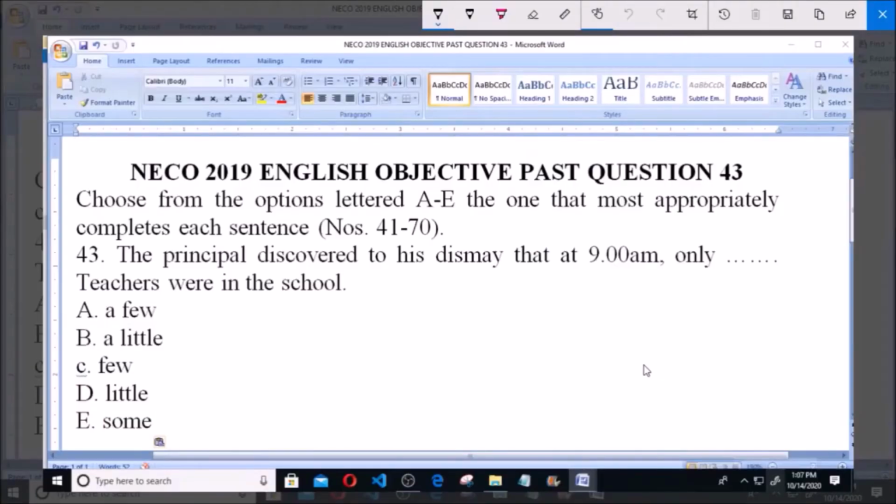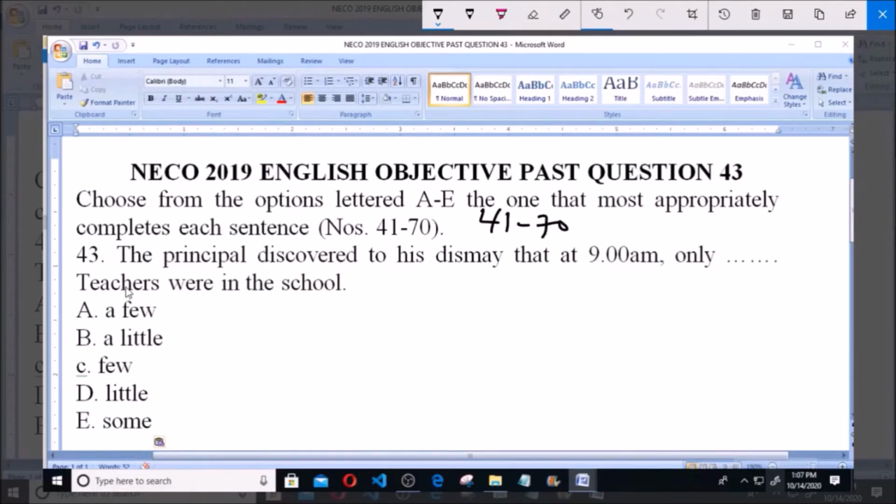Welcome, this is NECO year 2018 English Objective Past Question, question number 43. The instruction here says choose from the options lettered A to E the one that most appropriately completes each sentence, and to use this instruction to answer questions 41 to 70.